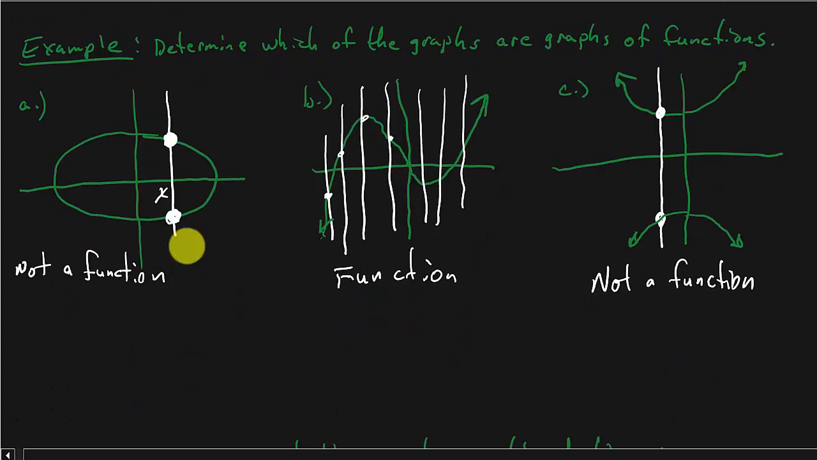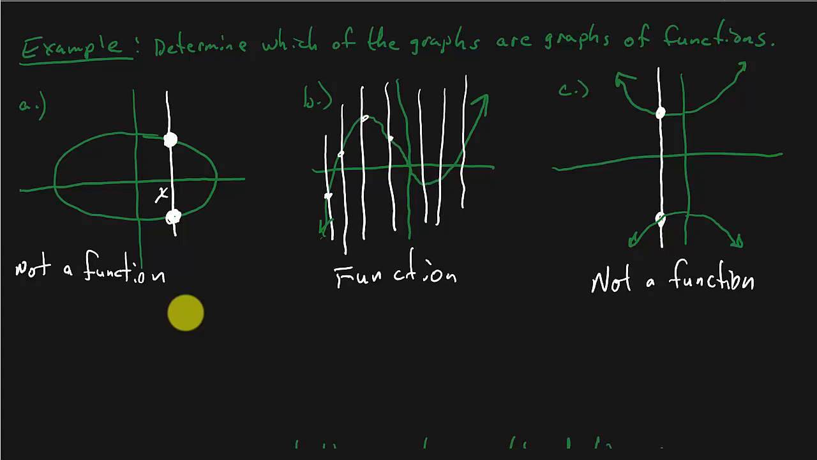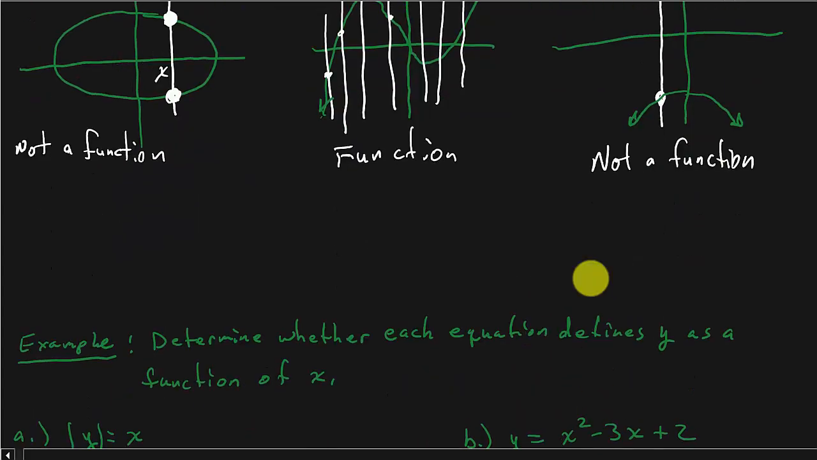But just remember the vertical line test. If it intersects the graph more than once, then that means it's not a function. Now there's something later on in another lesson, the video on inverses, that we'll look at, a horizontal line test. What if a horizontal line crosses a graph more than once? Okay, but that's later on.